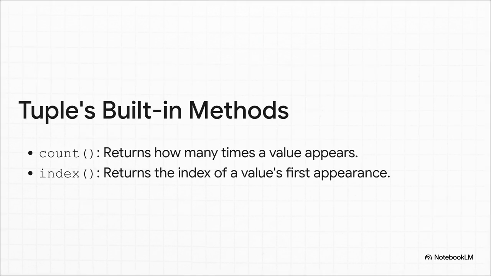Now, since you can't change tuples, they don't really need a bunch of methods for adding or removing things. They really only have 2 that you'll use. Count, which, as you'd guess, tells you how many times a certain value appears. And index, which finds the position of the first time a value shows up. That's it. Simple, focused, and efficient.